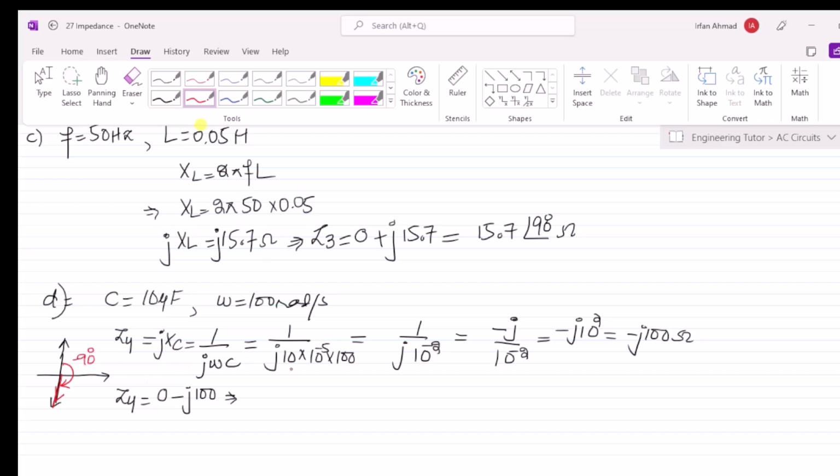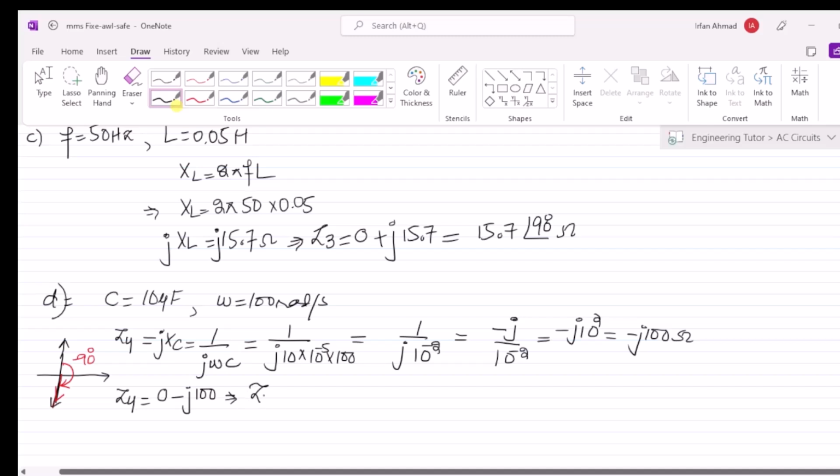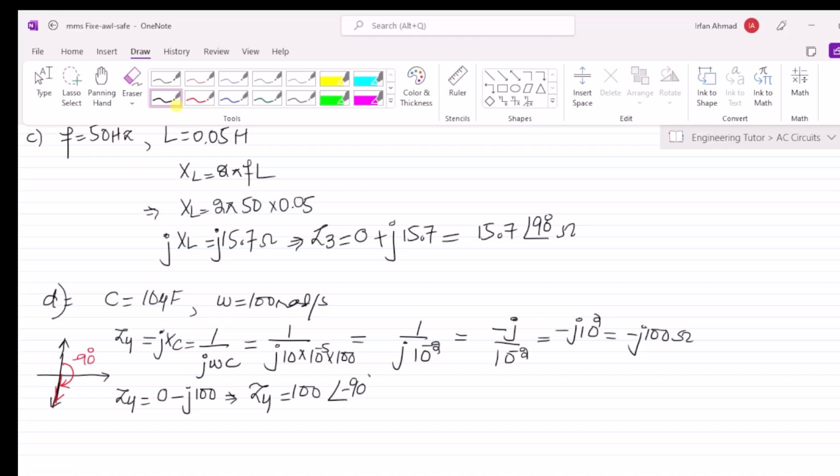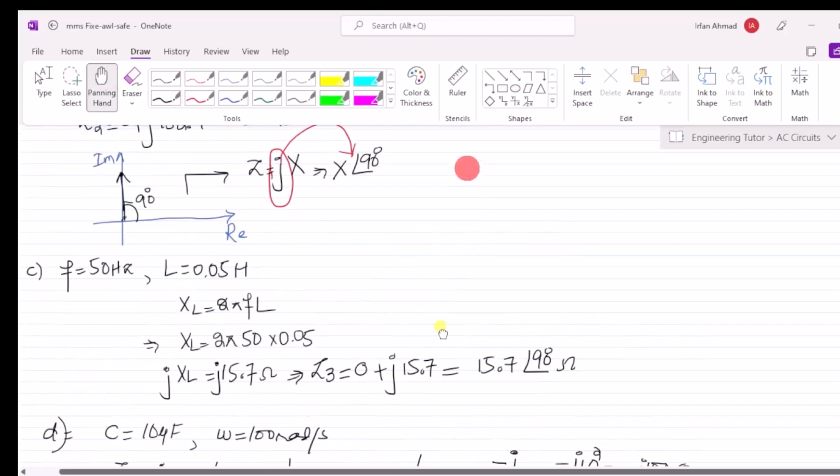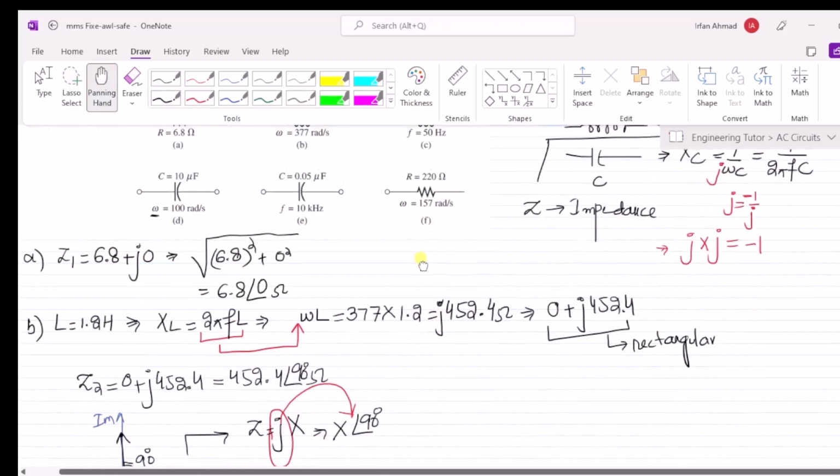Okay, so in order to represent the capacitive reactance, if we have any impedance which is solely composed of an imaginary term in such a way that the j is negative, we represent it with the same magnitude, while the angle is minus 90 degrees. So that is the polar representation of the phasor, or the impedance here. So that is Z4.